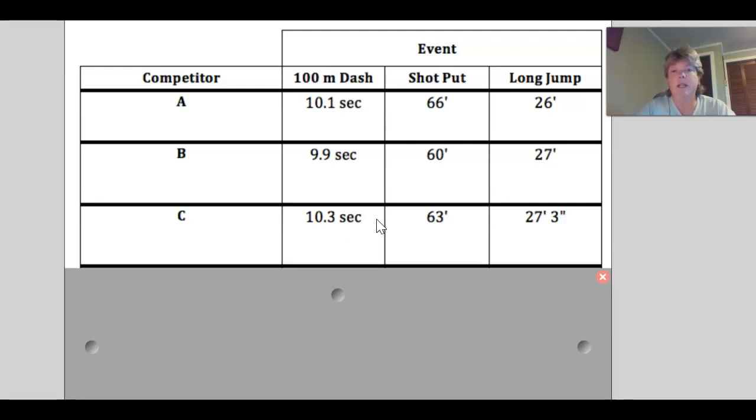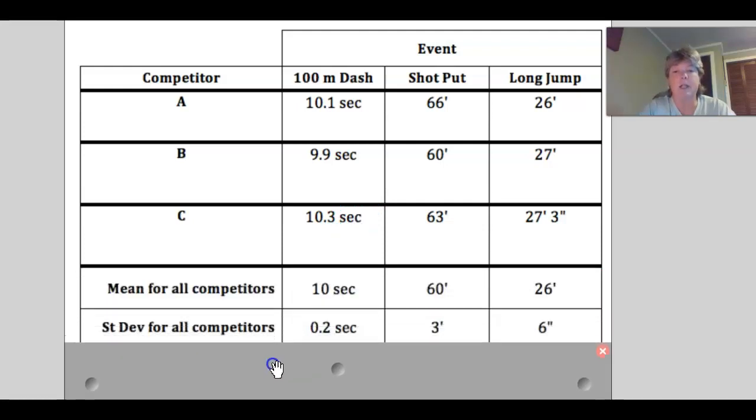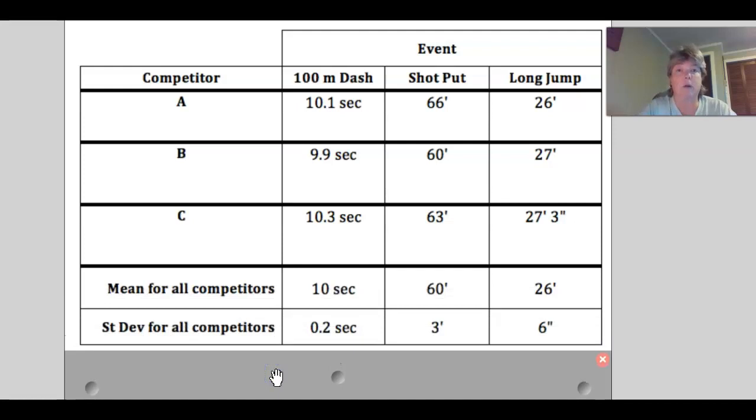So some information that might be useful is if we knew the mean and standard deviation for all the competitors overall. So if we take all the competitors and we find the mean and standard deviation for all of them, this is very, very useful information. Because one thing that's happening here is that you're trying to compare an event that's measured in seconds to an event that's measured in feet and inches. And really, there's no way we can compare those directly.